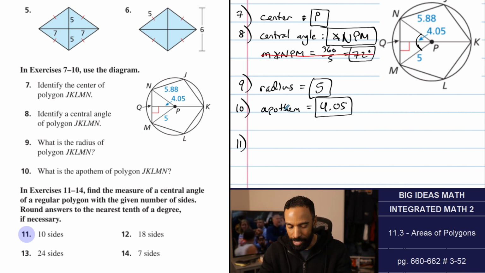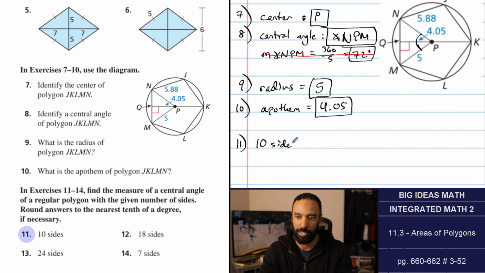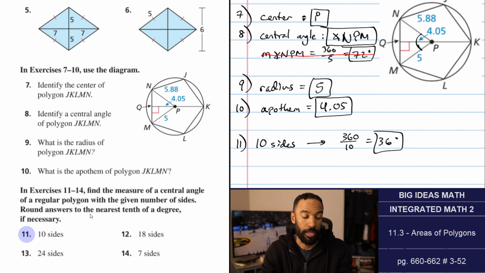Find the measure of a central angle of a regular polygon with the given number of sides. Round answers to the nearest tenth of a degree if necessary. So 10 sides, we're going to be doing 360 divided by 10, which is 36 degrees. That is number 11. So I don't have to draw anything, just the central angle.